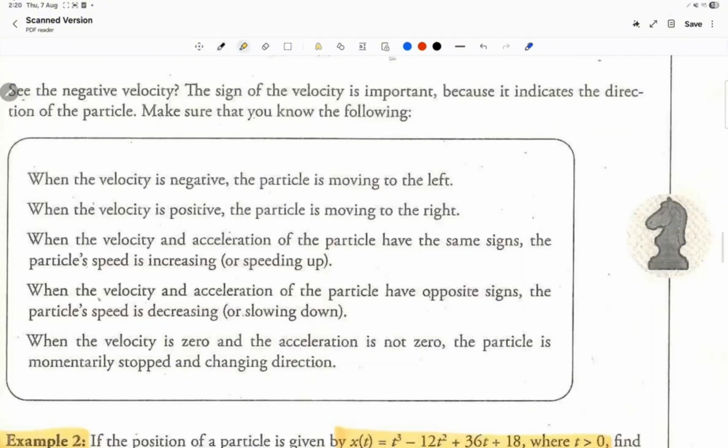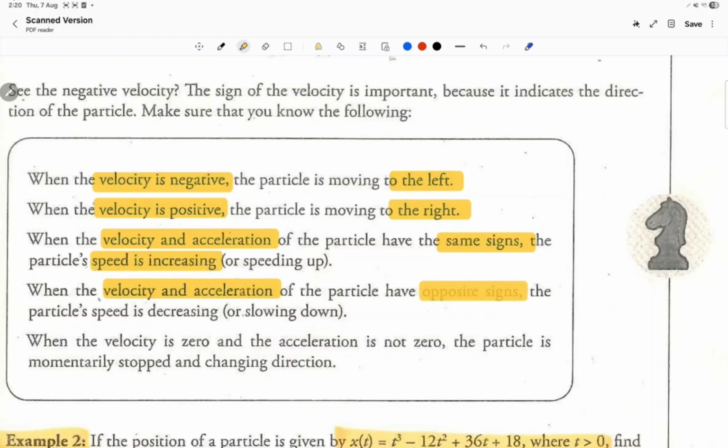Now let's give you some new information. If the velocity is negative, the particle's moving left. If the velocity is positive, it's moving right. If the velocity and acceleration have the same signs, the speed is increasing. If velocity and acceleration have opposite signs, the speed is decreasing. If velocity is 0 and acceleration is not 0, the particle is changing its direction.